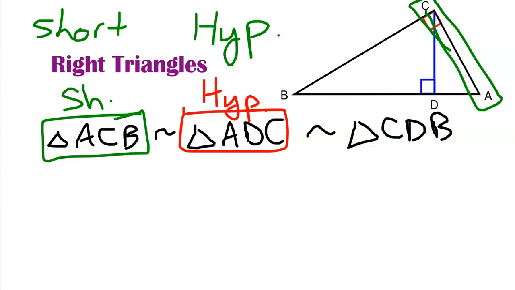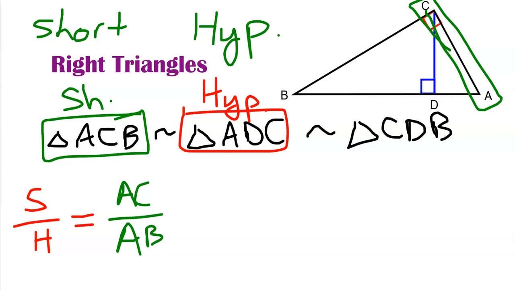So let's go ahead and set up those ratios again. Short over hypotenuse, starting with the larger triangle, ACB. The short leg there is AC. The hypotenuse is AB.